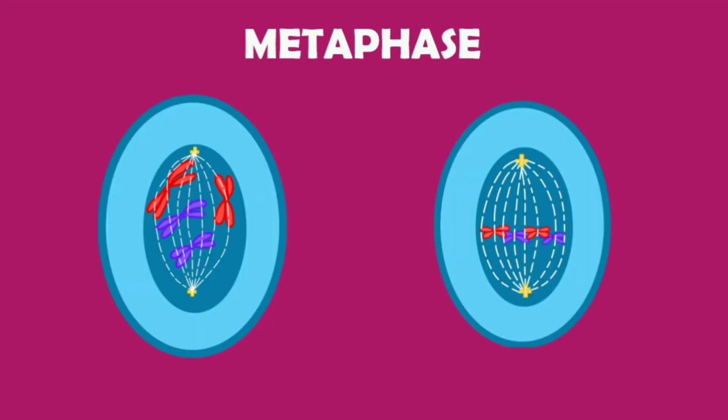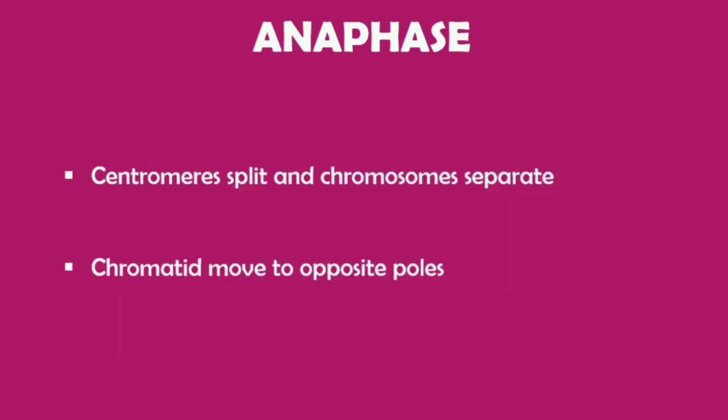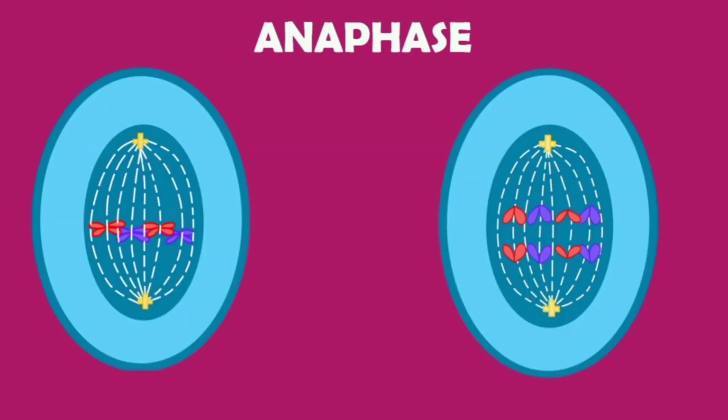Here, the chromosomes align at the equator with the help of spindle fibers, and this alignment in the equatorial region is known as the metaphase plate. Anaphase: the centromeres split and chromosomes separate. Chromosomes move to opposite poles. As each chromosome moves away from the equatorial plate, the centromere of each chromosome is towards the pole and hence at the leading edge, with the arms of the chromatids trailing behind.